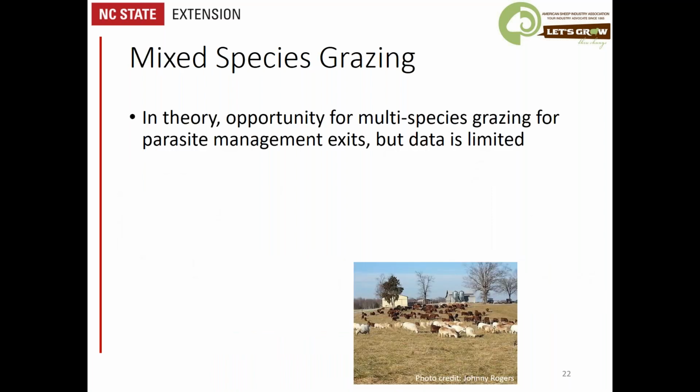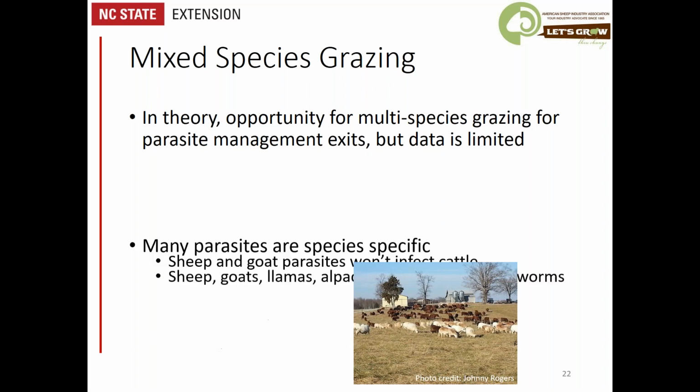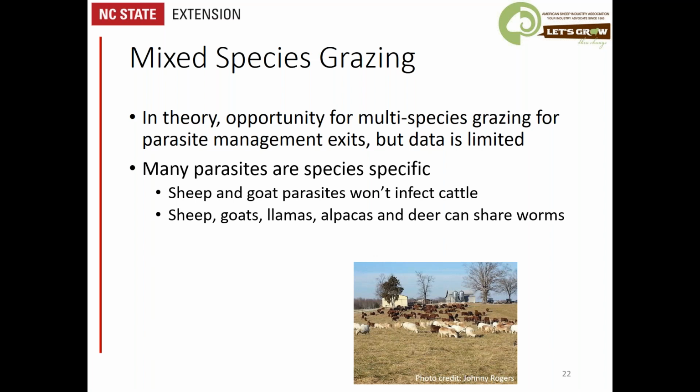Mixed species grazing. I wanted to mention this. Won't spend a whole lot of time on it. In theory, the opportunity exists here for multi-species grazing to help manage our parasites, but the data is limited. There's not a lot out there showing the effectiveness of this. But when we think about our parasites, many of our parasites are species specific. And so our sheep and goat parasites generally don't infect cattle. A lot of our cattle parasites don't infect sheep or goats. Sheep, goats, llamas, alpacas, deer do all share worms, so we need to remember that.